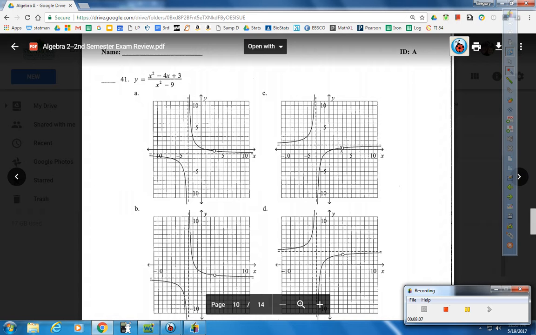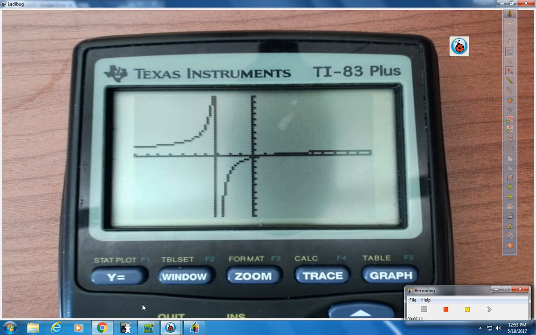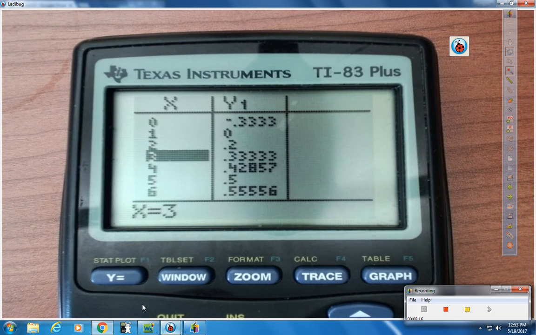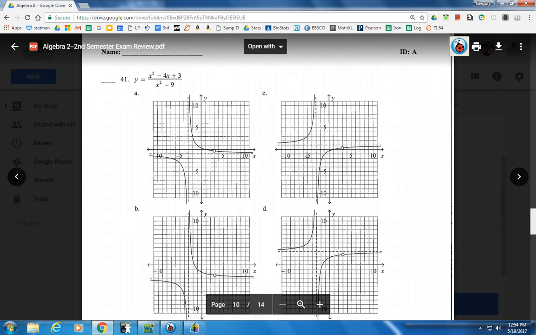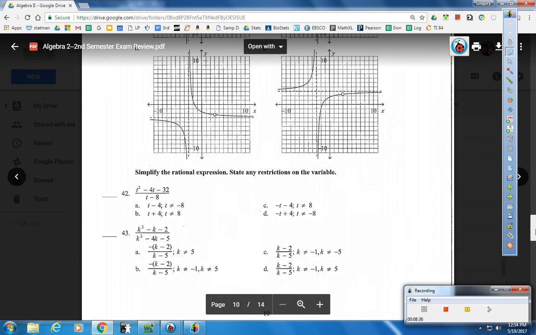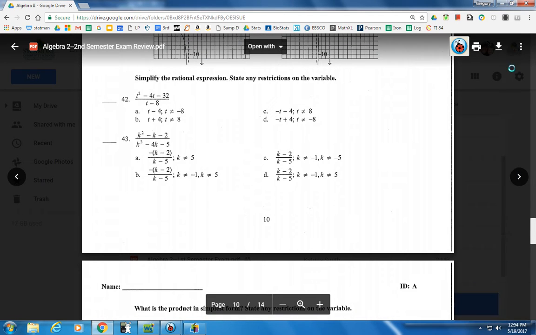Well, if I go back to this graph and I go into my second table, if I go down to 3, this one's at 1/3. It's not at 2 point something, it's at 1/3, so it's a little bit above 0. So that means that my graph has to be the one where the hole is just above 0. So this one is, in fact, C. All right. Now, we've got a few more. And we're done with graphing, I believe.